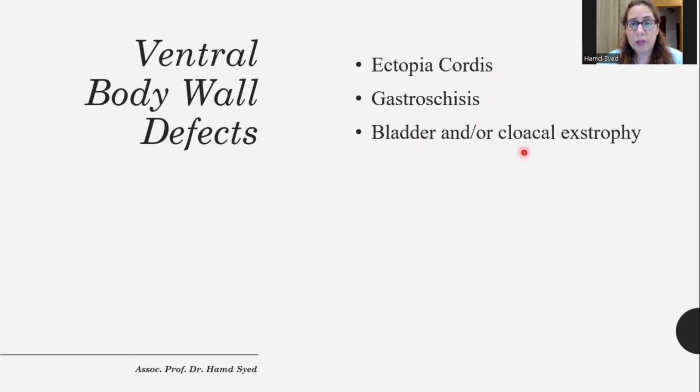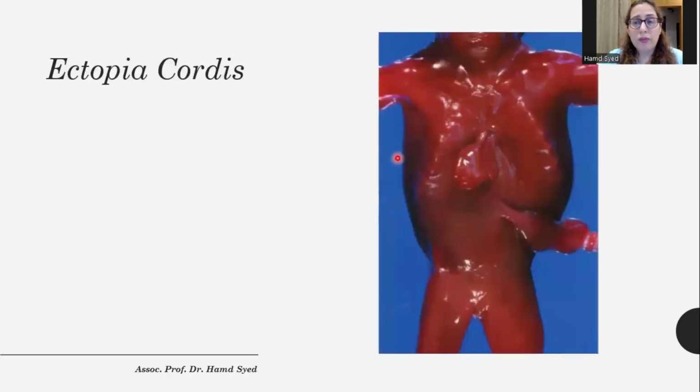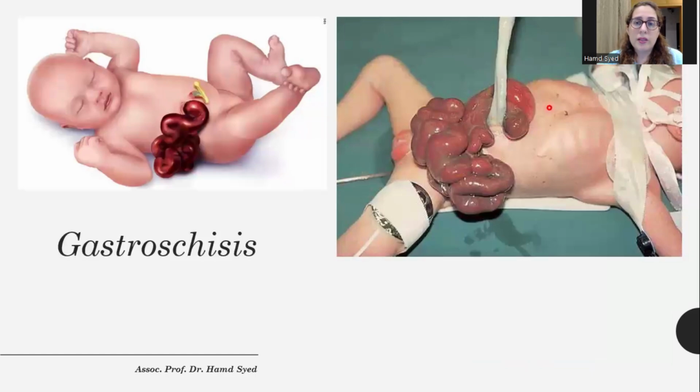So first, let's talk about ectopia cordis. What is ectopia cordis? Well, if the ventral body wall fails to fuse completely in the thoracic region, then that can cause ectopia cordis, in which you can see the heart is going to be outside the body. And this is showing us that condition. Whereas in the abdominal region, if the ventral body wall folds fail to fuse completely, it can cause a defect in the abdominal body wall.